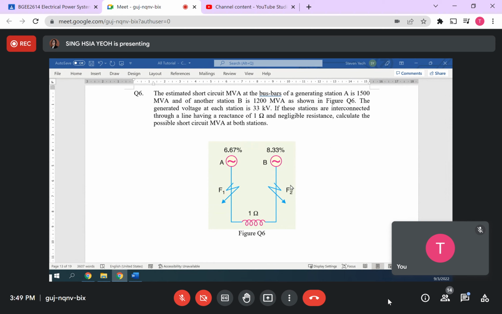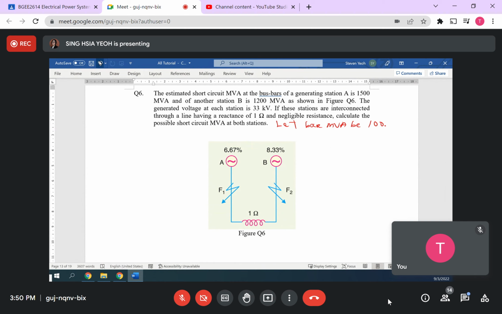Actually this question is a little bit, the info is not enough. So you need to let base MVA be 100. This base MVA 100 should be given in the question. Sorry, not 1000, 100. Let base MVA be 100.